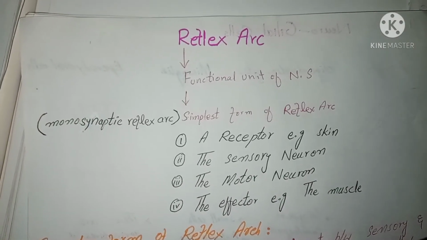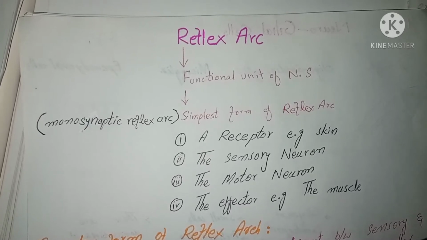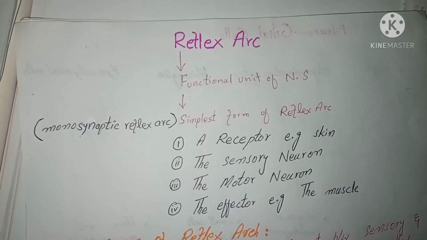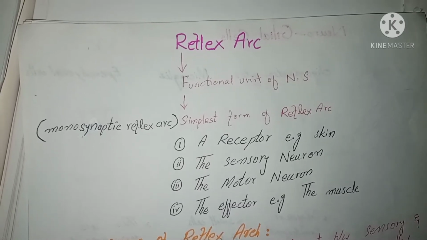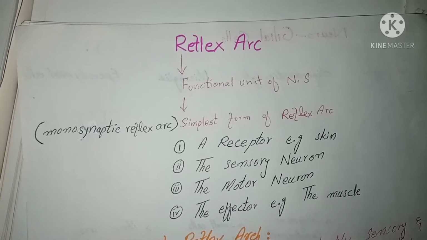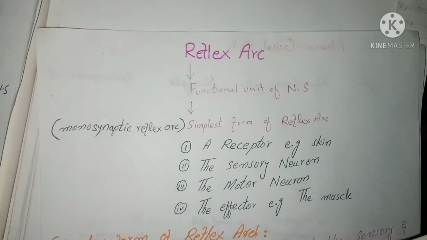Hello friends, today our topic is reflex arc. Last time I talked about neuroglial cells. There were four types of neuroglial cells: astrocytes, oligodendrocytes, microglia, and epithelial cells. So today the topic is reflex arc.